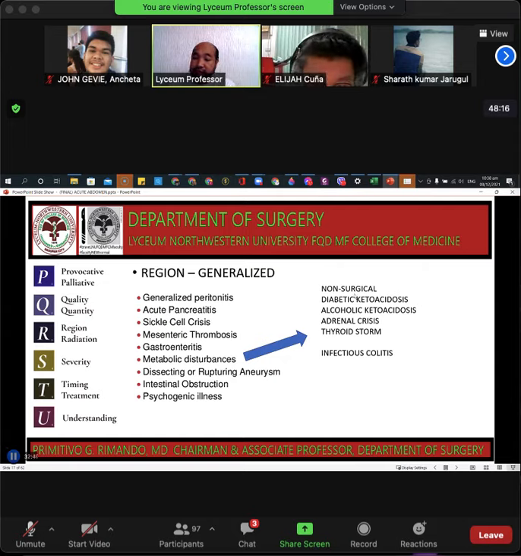For example, your diabetic ketoacidosis, your DKA, your alcoholic ketoacidosis, your AKA, patients with adrenal crisis, patients in thyroid storm. So these are metabolic. I added infectious colitis, although it's not metabolic. It's an infectious cause, but this can be non-surgical also. And the last thing that I want with this list is you have here psychogenic illnesses.